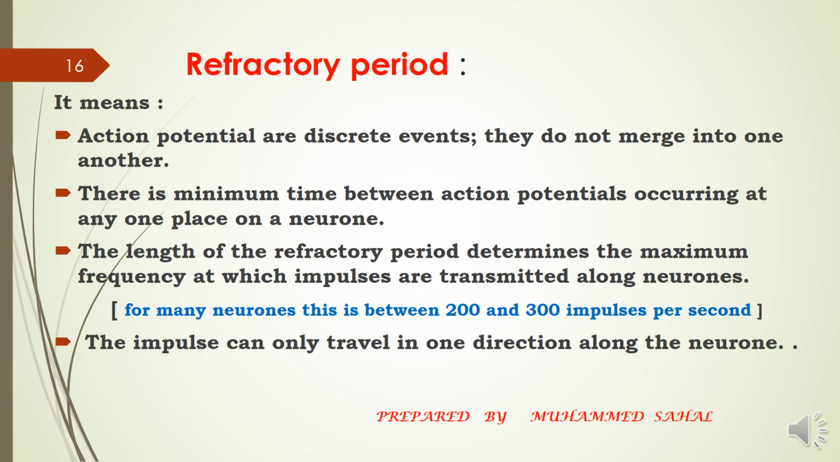The impulse can only travel in one direction along the neuron.